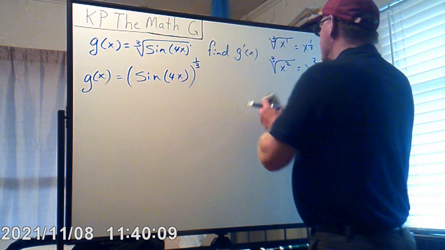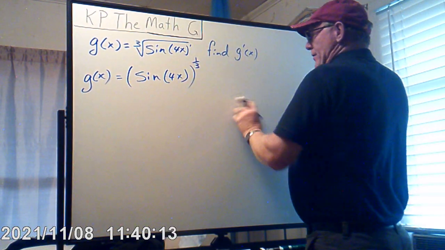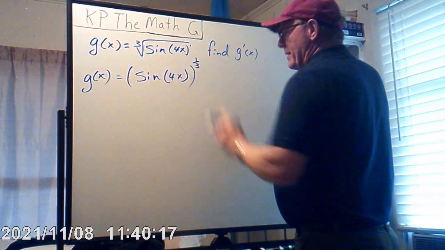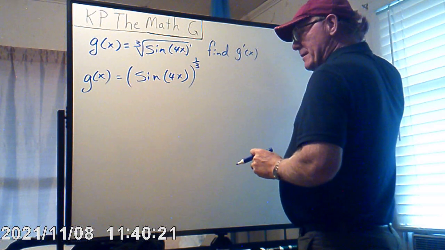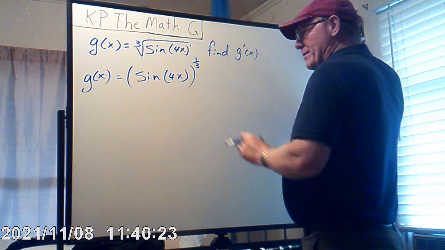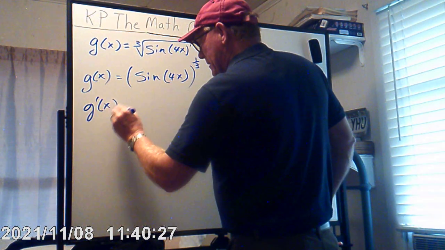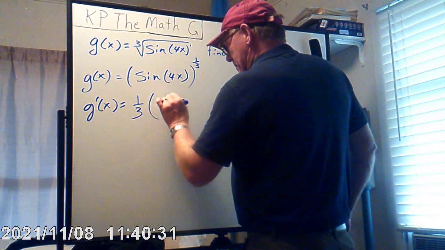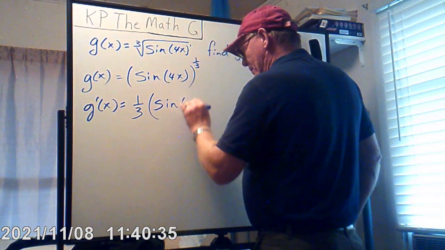Alright, so let's go erase this. That's the first thing that you need to do. That 1/3 could have been embedded right in here, just like that tangent to the 7th was. Alright, so now we're going to do the same thing, g prime of x. Now 1/3, nothing doing here yet, sine of 4x.